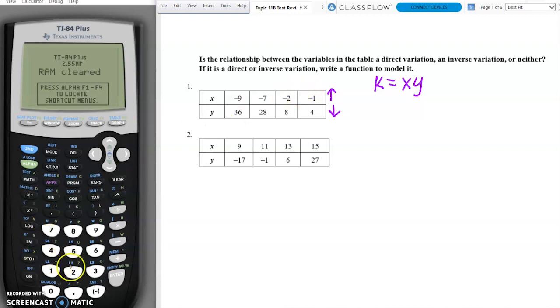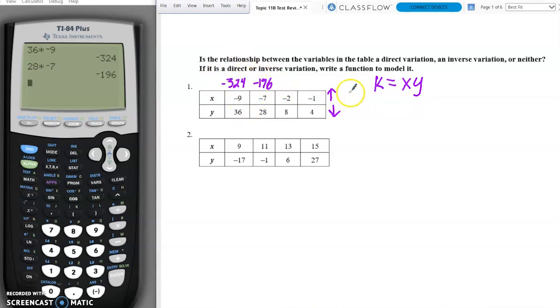So if we multiply 36 times -9, we get -324. So let's see what we get when we do 28 and 7. So 28 times -7, we get -196. Now, these are not the same number. Remember, this k is a constant. So since this is not a constant value, this is not an inverse variation. And since they're going in opposite directions, we're not going to test for direct variation. So this is neither. Okay, this is neither direct nor inverse.